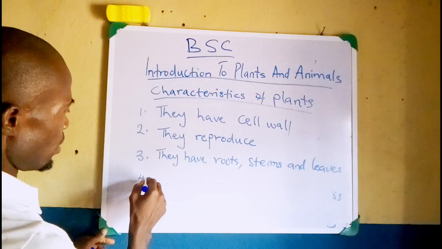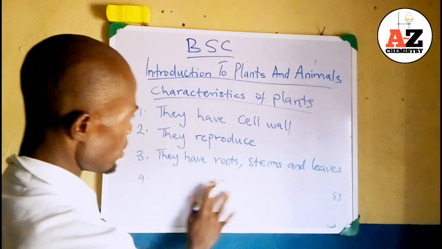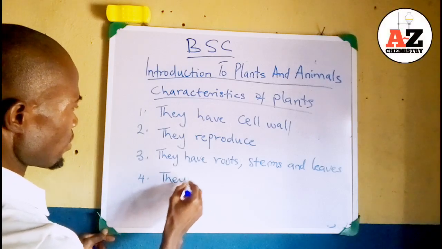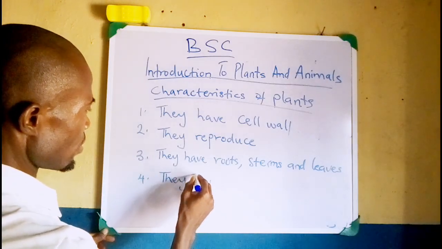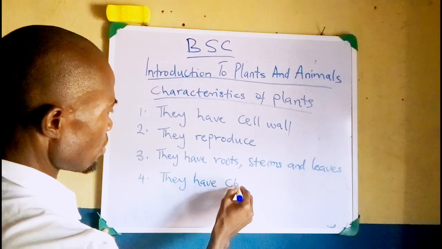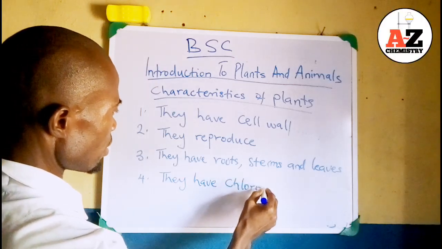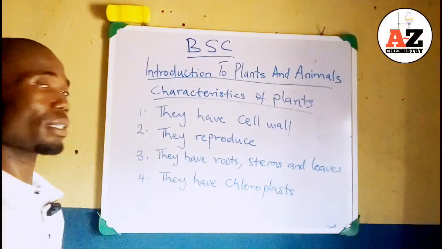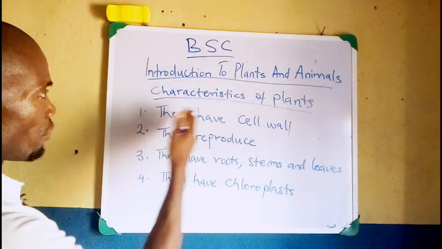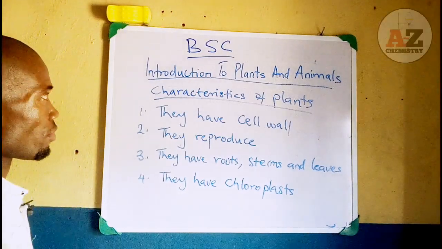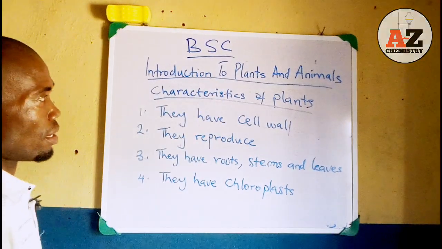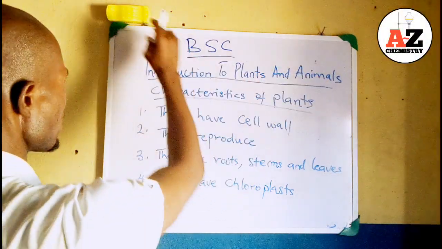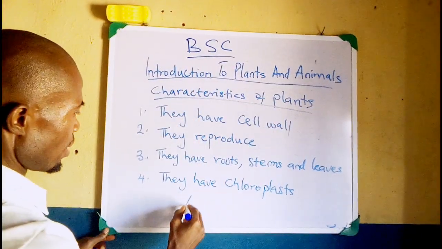The last one is they have chloroplast. These are the four main characteristics of plants. And in our next lesson, we'll be looking at animals.